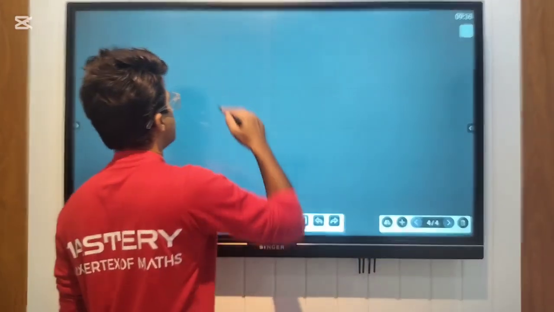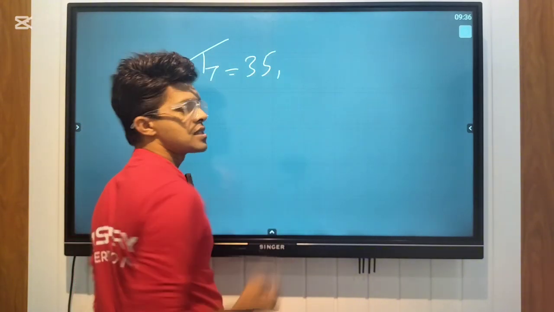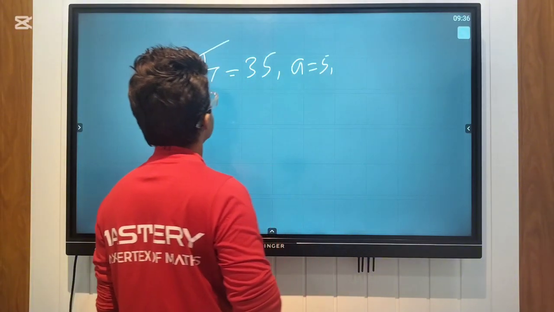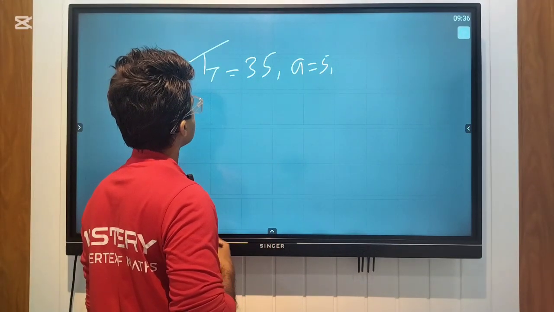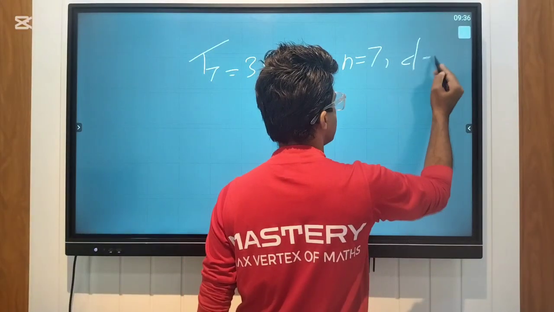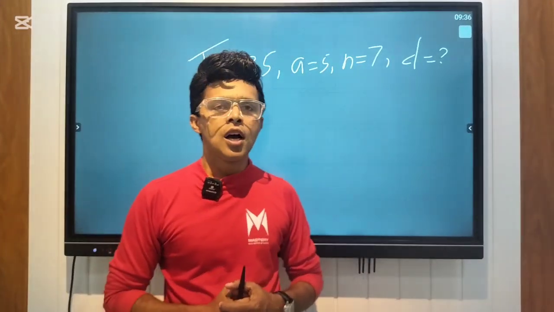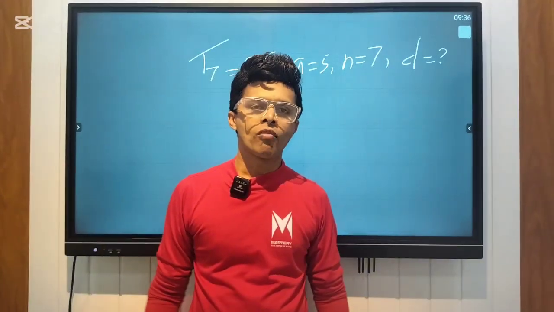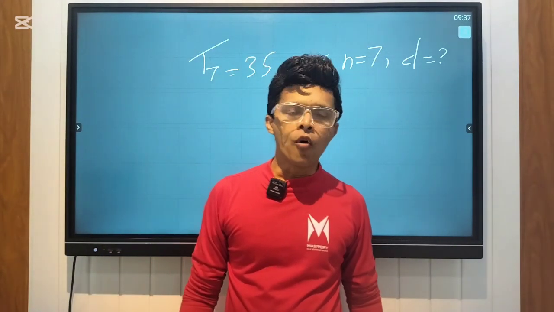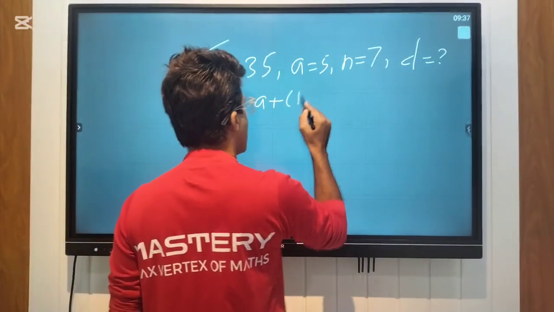Now, how do you do this type of one? It has given that T7 is 35, a equals 5, and n equals 7. You need to find the value of d of this progression. These are the given things needed to find the value of d. Here also we can use the previously written formula: Tn equals a plus (n minus 1) times d.